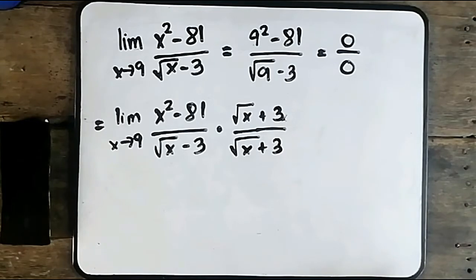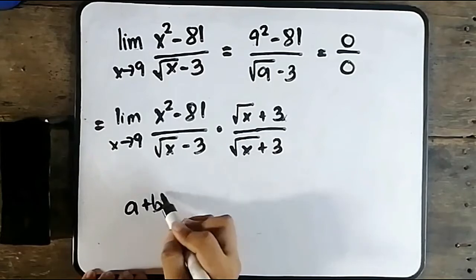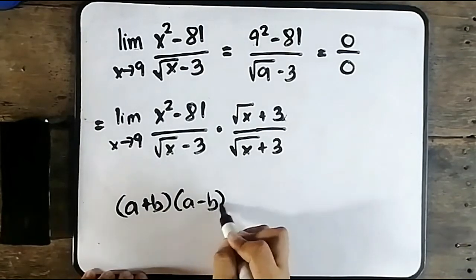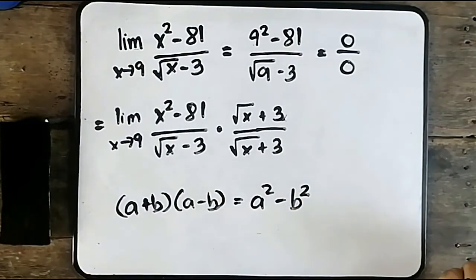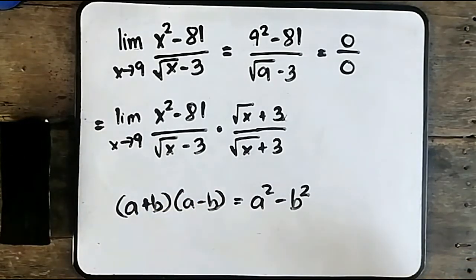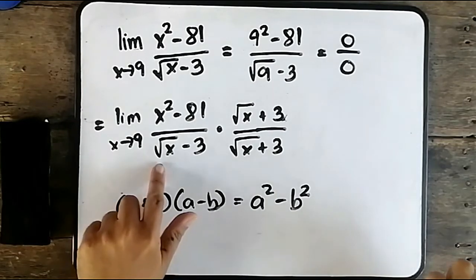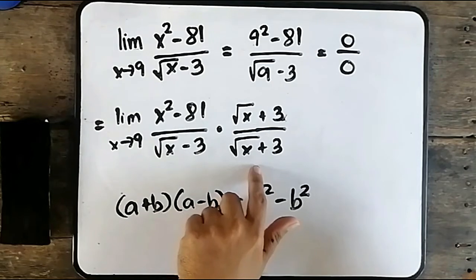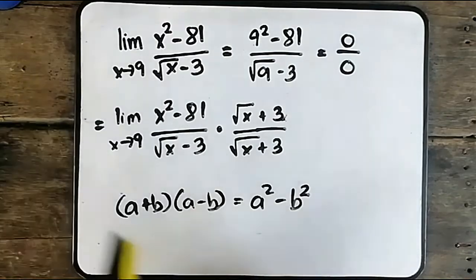Bakit natin to gagawin? Kasi remember, di ba, meron tayo nung a plus b times a minus b is equal to a squared minus b squared. So, ang gusto nating mangyari, lumabas ito, kasi pag in-square natin yung radical, mawawala na yung square root niya. Okay? So, how do we do that? I-multiply mo siya sa same terms pero different yung sign. Kaya dito, square root of x minus 3, i-multiply sa square root of x plus 3 para makuha natin yung ganitong forma niya. Okay?